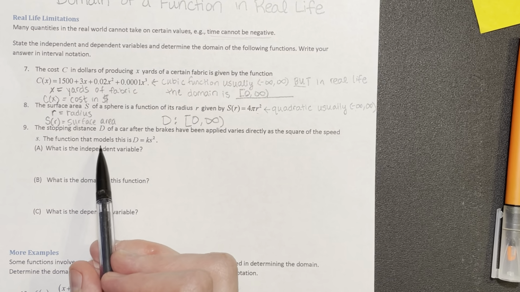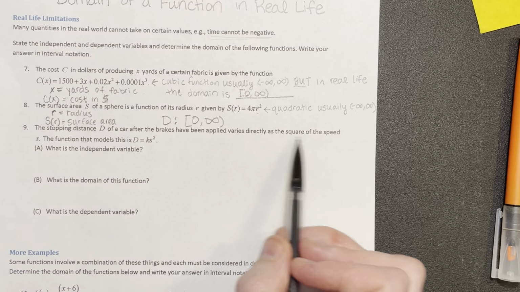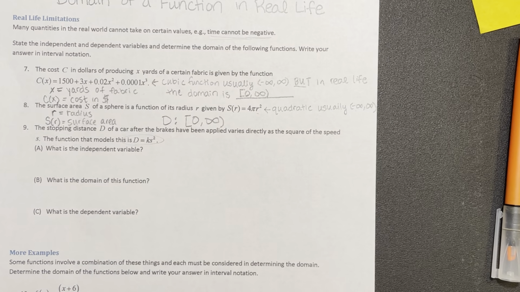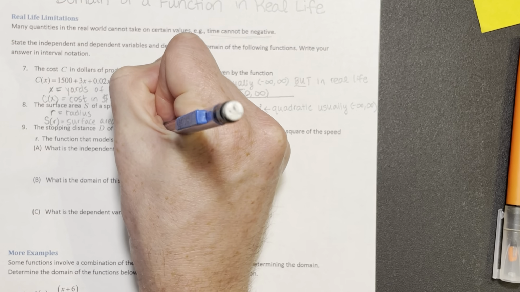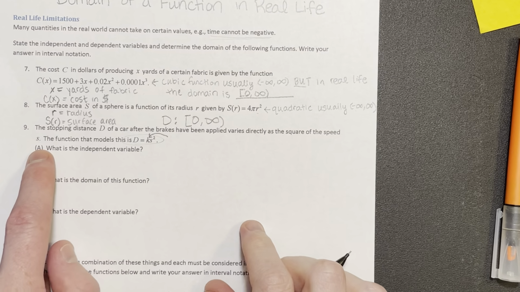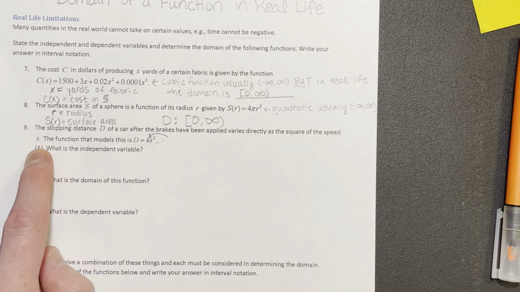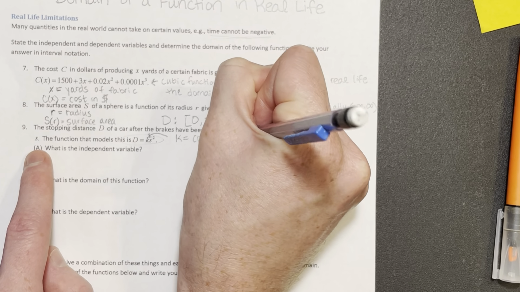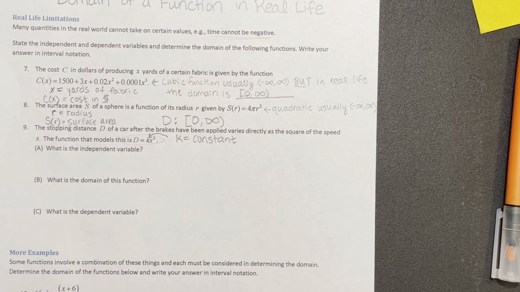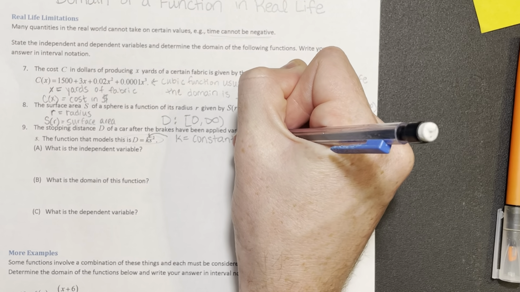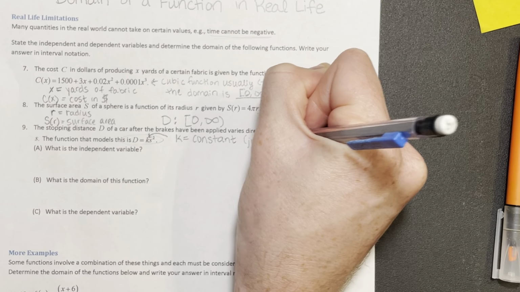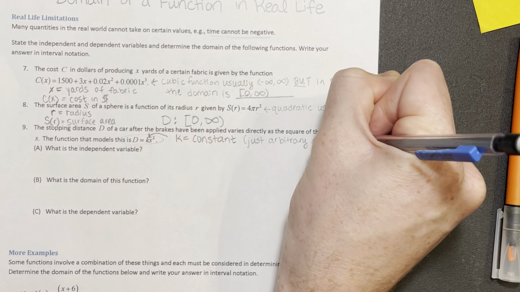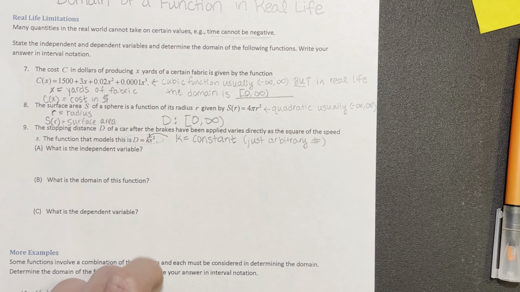Now 9, we have the stopping distance of a car. It varies directly as the square of the speed, but it creates this equation. What we're going to see here is this k value. K is not directly expressed in this problem, but we saw what d and s stand for. k is just a constant. In terms of math and science, what we usually mean by that is just an arbitrary number right now that stays the same.